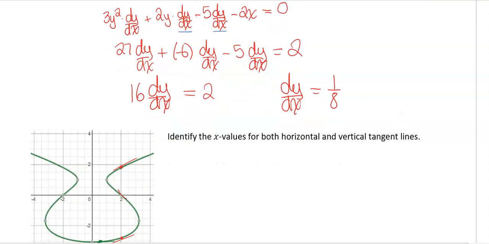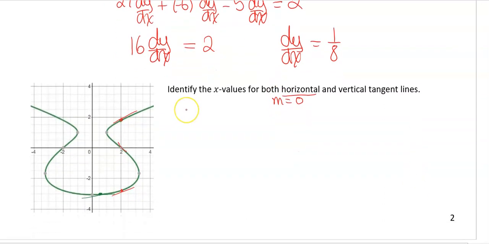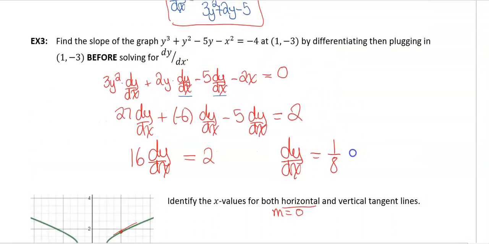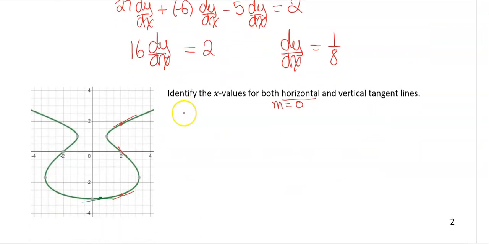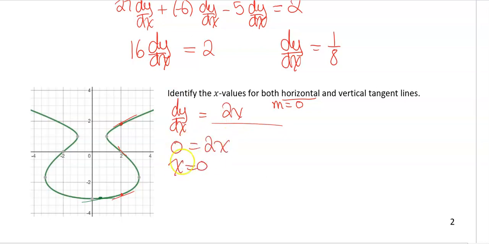And the very last piece is identify the x values for both horizontal and vertical lines. So remember, horizontal lines is when the derivative equals 0, so your slope is 0. We'll go back to vertical tangent lines in a moment. So that means the numerator is equal to 0. So dy/dx equals 2x over the denominator, so it becomes 0 equals 2x, or x equals 0. So here you can see that this should be a horizontal tangent line like there, proven by our equation.